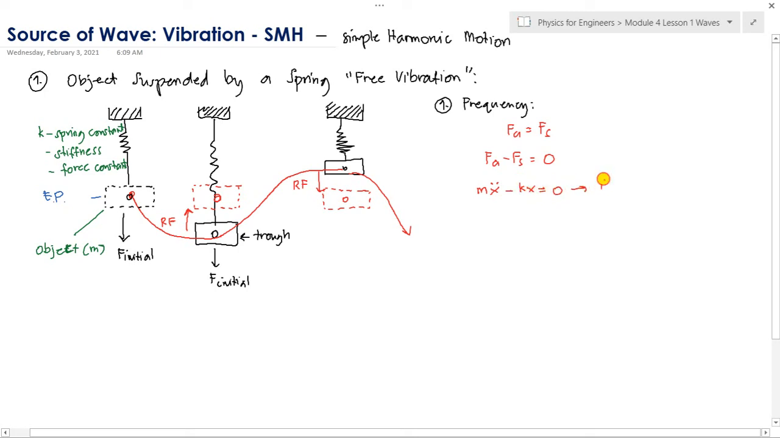Again, this is a differential equation. But since we haven't taken that subject yet, let's just jump to the result to derive the frequency. So the frequency f is just equal to the square root of k over m. So there are two parameters: the mass of the object and the k of the spring. That is not the k of the object.